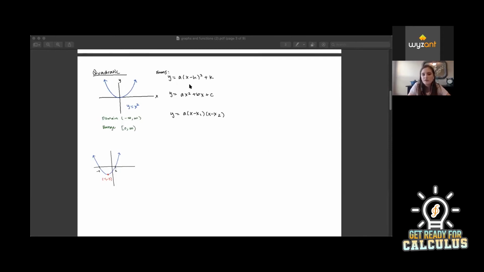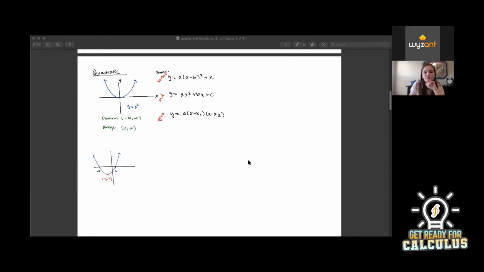Okay, so here are your three forms. I would call this your vertex form, this your standard form, and this one I call my zero form because it allows us to see where the zeros are.